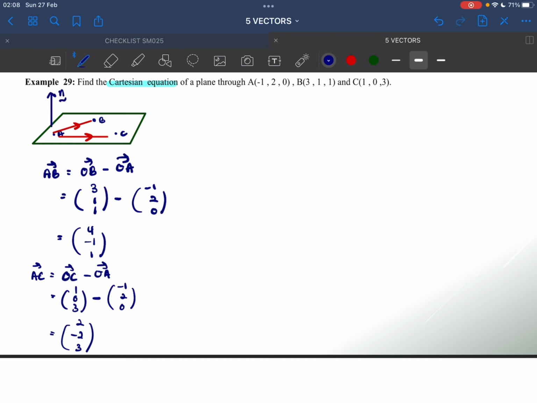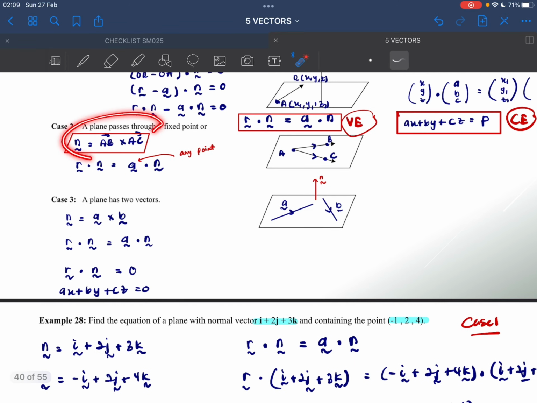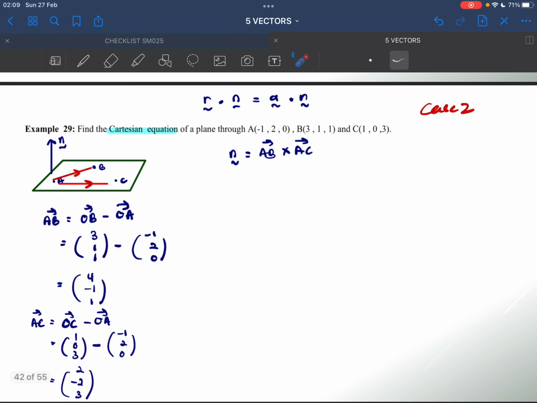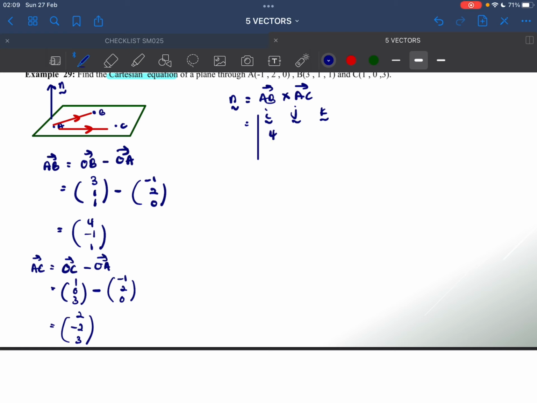You know how to find the normal: we have to do the cross product between the two vectors that we have. So n is equal to AB cross AC. Very, very important, this part here. Let's find the normal. If you don't remember how to find the cross product, check out the previous video. So here we have AB is 4, negative 1, 1, and AC is 2, negative 2, 3.